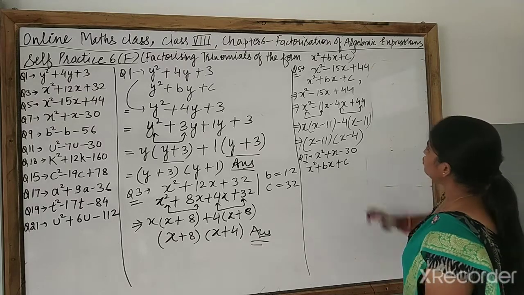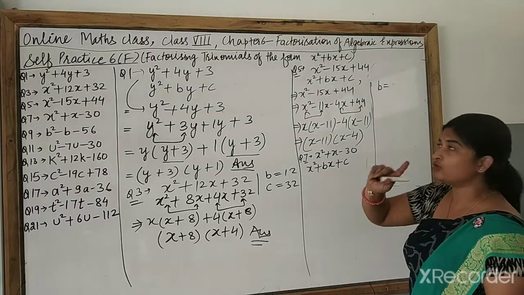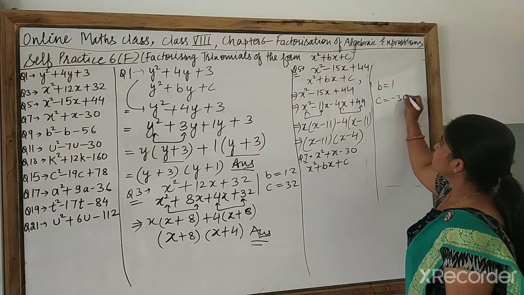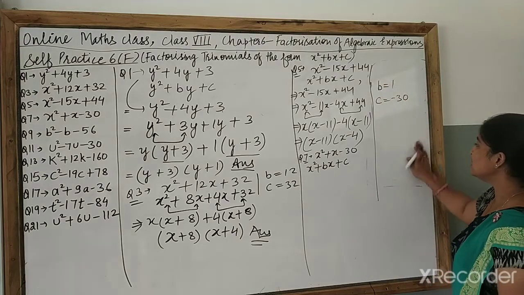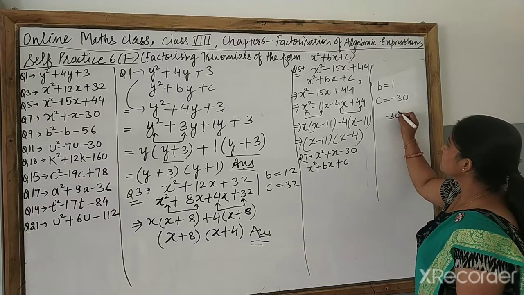Okay, so from here you just tell me what is B and what is C. Yes, B is, no number is written, so it will be 1. And C is minus 30. So you have to split minus 30 in such a way that you will get in answer 1. So minus 30 is there.